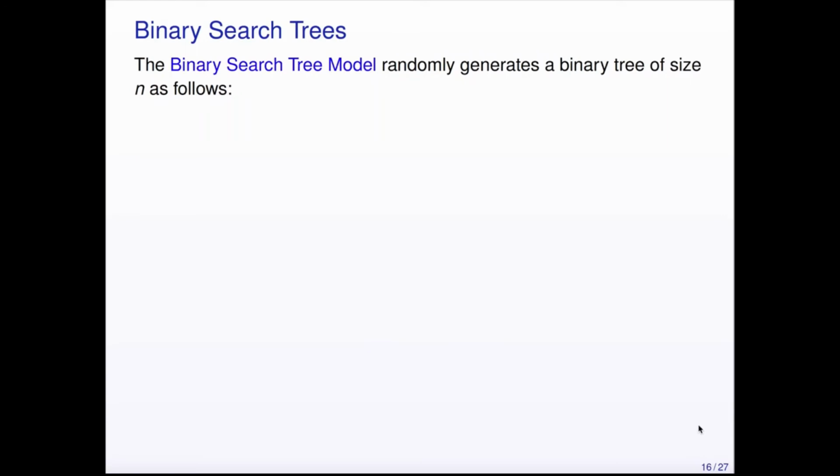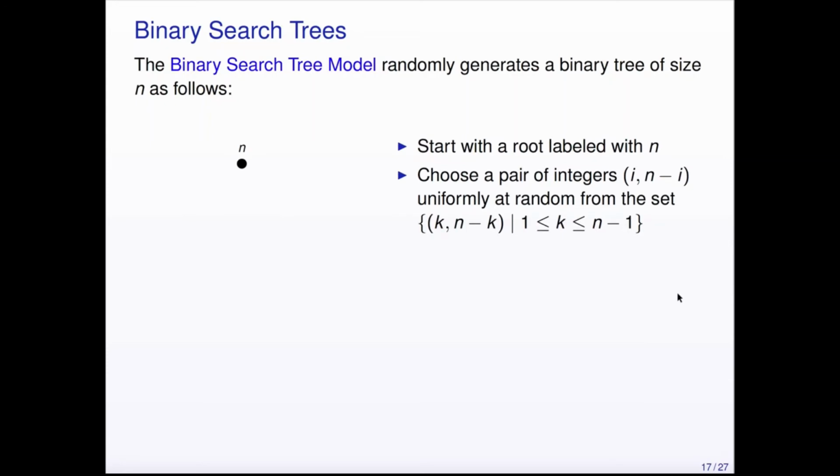So furthermore, we investigated another kind of random binary trees, namely so-called random binary search trees. And the binary search tree model randomly generates a binary tree as follows. So if we want to generate a binary tree of size n, so that is with n leaves, then we start with a root labeled with n, and then we choose a pair of integers I and n minus I uniformly at random from the set. And this pair of integers I and n minus I then tells us how the n leaves of the tree we want to generate are distributed to the left and to the right subtree.